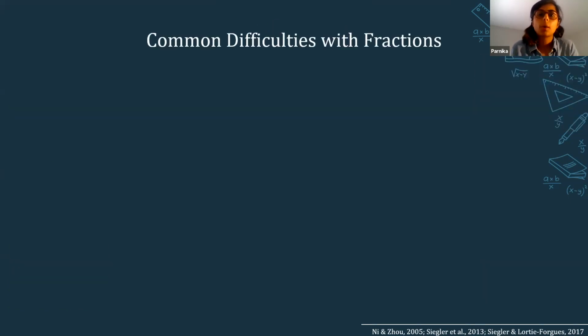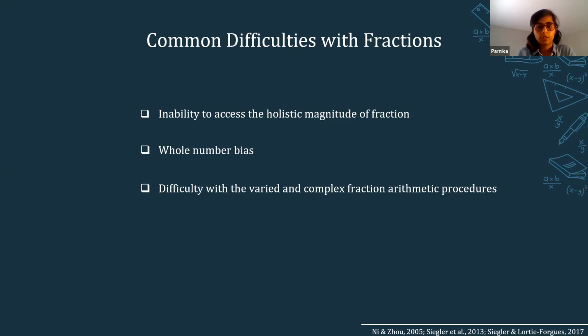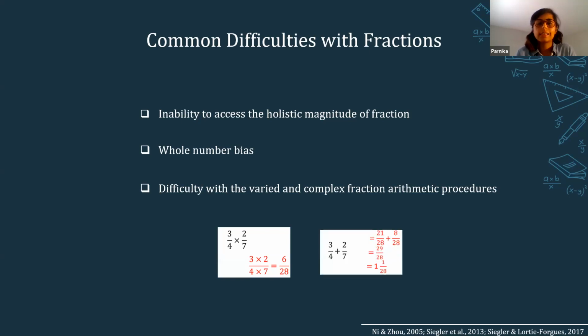job prospects. Some common difficulties that have been identified within typically achieving individuals as well as individuals with mathematic difficulties with fractions include inability to access the holistic magnitude of fraction, which often leads individuals to process the whole number bias, which is basically when individuals apply whole number strategies to fraction concepts. Another difficulty is with the varied and complex fraction arithmetic procedures, such as in fraction multiplication, individuals are required to process the operation across the numerators as well as the denominators. However, the same strategy might not apply for fraction addition problems.